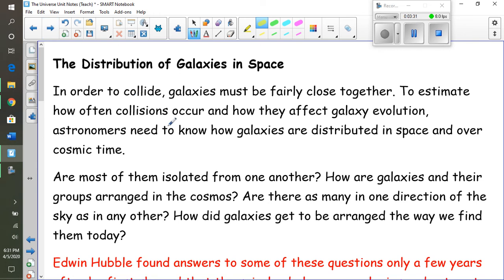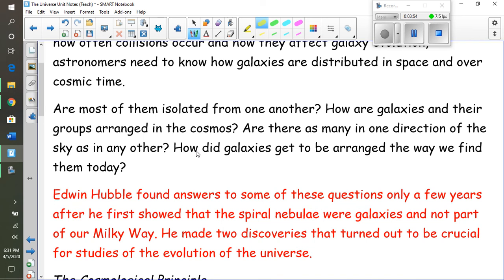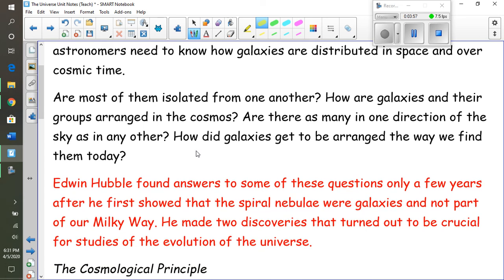So now we can talk about the distribution of galaxies. In order for them to collide, galaxies must be pretty close together. So, to estimate how often collisions occur and how they affect the evolution of galaxies, astronomers need to know how these galaxies are distributed in space and over time. Are most of them isolated from one another? How are the galaxies and their groups arranged in the cosmos? Are there as many galaxies in one direction in the sky as another? How did galaxies get to be arranged the way we find them? These are all questions that we need to answer.